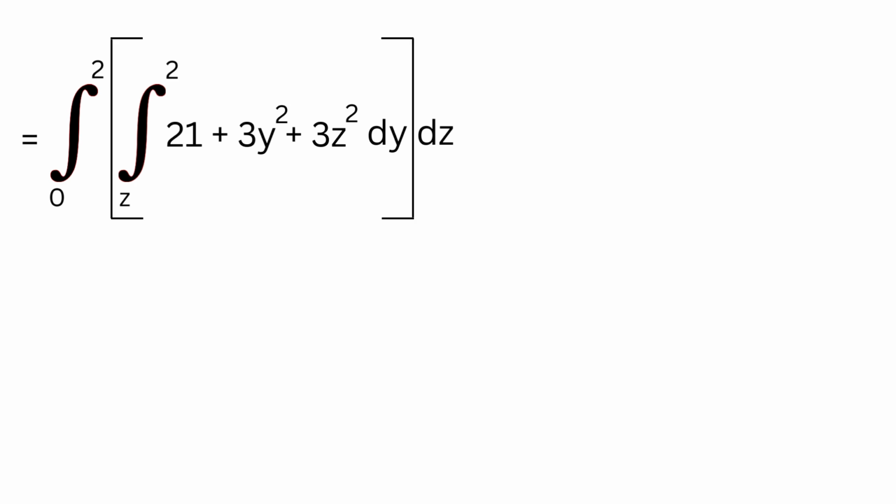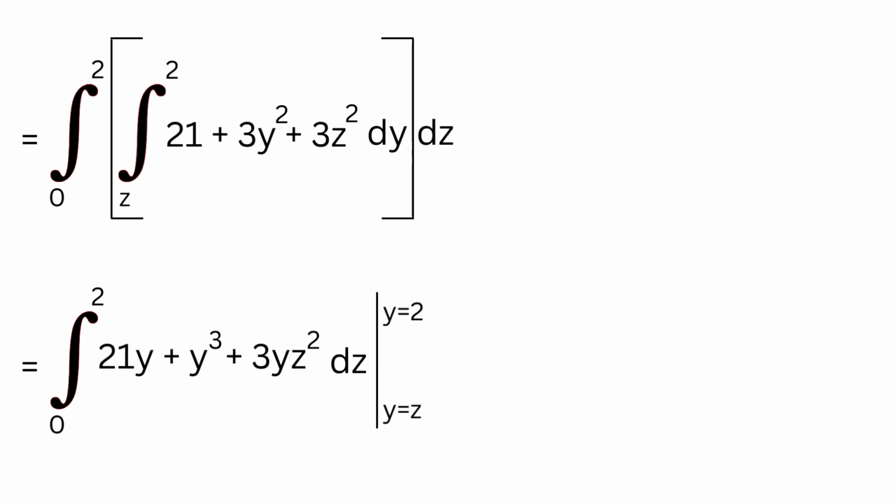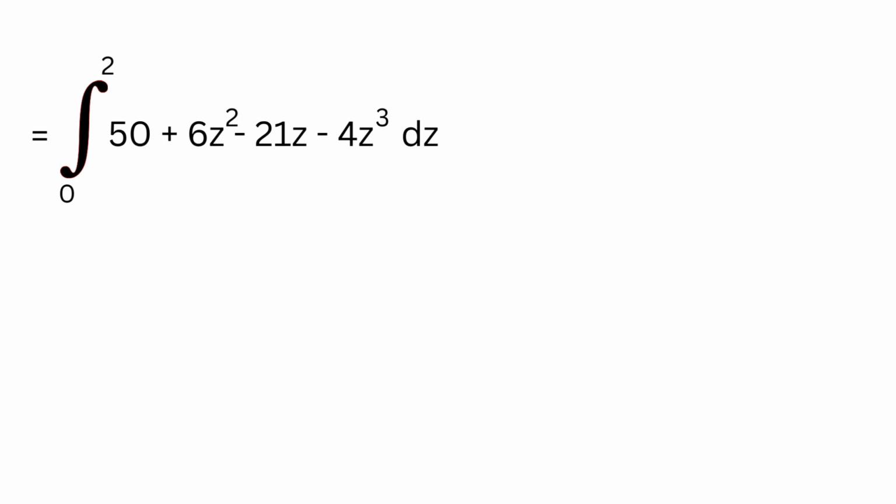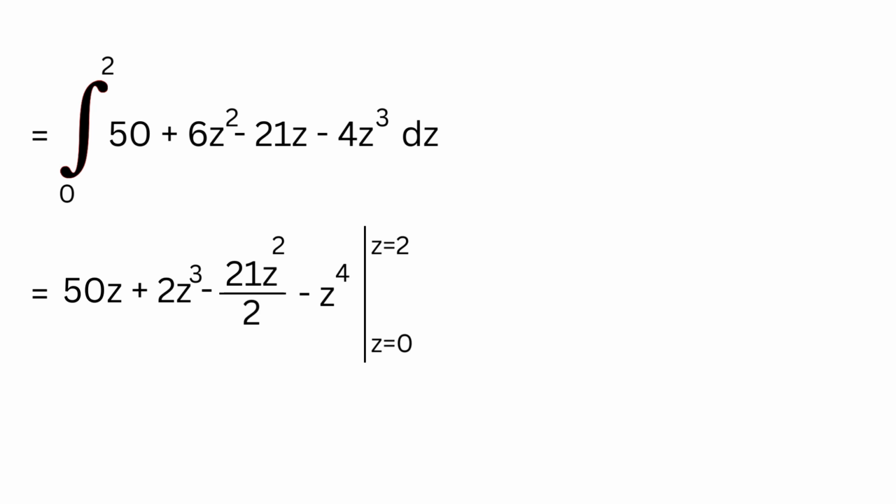Now, the second integral with respect to y, equal to the integral from 0 to 2 of 21y plus y cubed plus 3yz squared dz, with y equals z and 2. And we evaluate again to get the integral from 0 to 2 of 5 plus 6z squared minus 21z minus 4z cubed dz, equal to 50z plus 2z cubed minus 21z squared over 2 minus z power 4, with z equals 0 and 2.